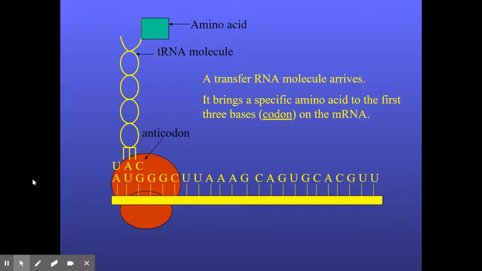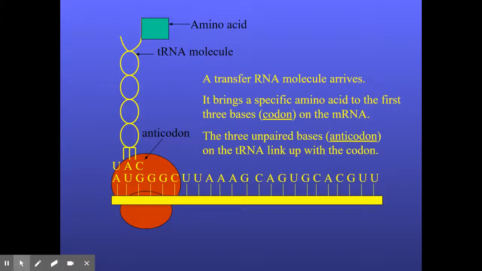The letters on the tRNA are called anticodons because it's the opposite of the mRNA, right? It's matching, but different. So we call it the anticodon. So the codon is in the mRNA. The anti that matches it is on the tRNA. And that's what attaches them so they can bring the correct amino acid. So that's the next step. The 3 unpaired bases, the anticodon, link up with that codon. They actually stick together.